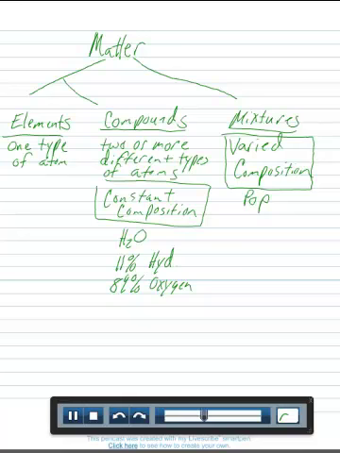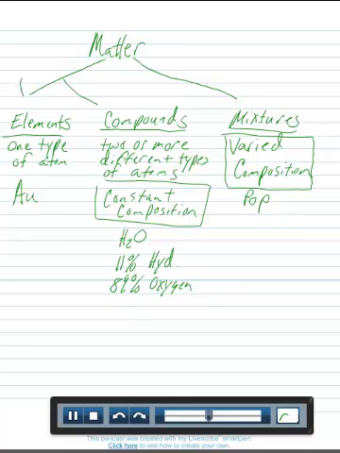It's always the same. Pure water tastes the same, has the same boiling point, has the same freezing point, has the same vapor pressure. It has constant composition. Elements also have constant composition, but they only have one type of composition. They only have one type of atom. So gold, for example, gold is made up of only gold atoms. It also has constant composition.